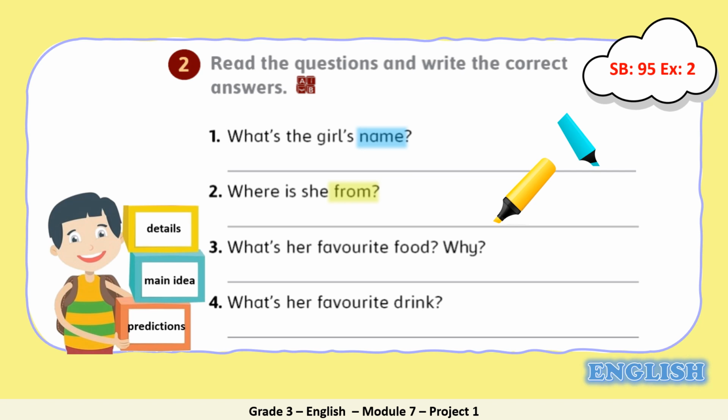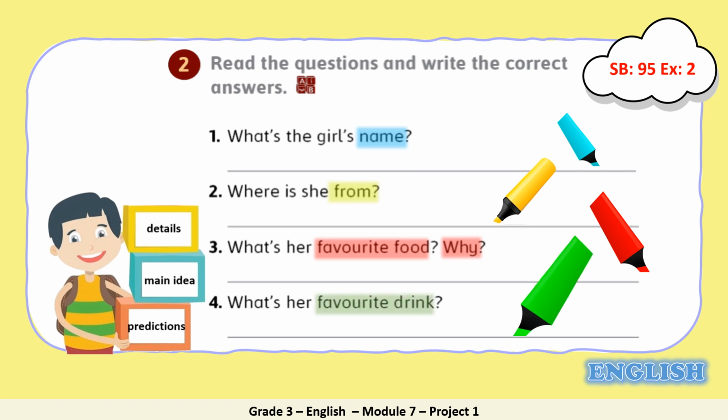Question number 3, what's her favorite food and why? Now, maybe you know the answer to this question already, but you don't know why she likes this food. So we will go back to the text and see. Question number 4, what's her favorite drink? We need to be looking for words like coffee, tea, milk, juice. Let's go find out.